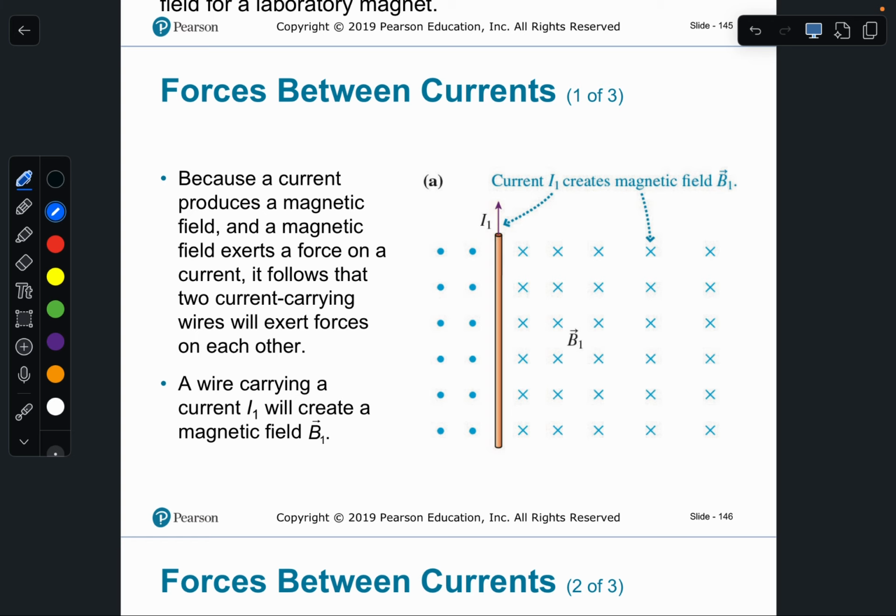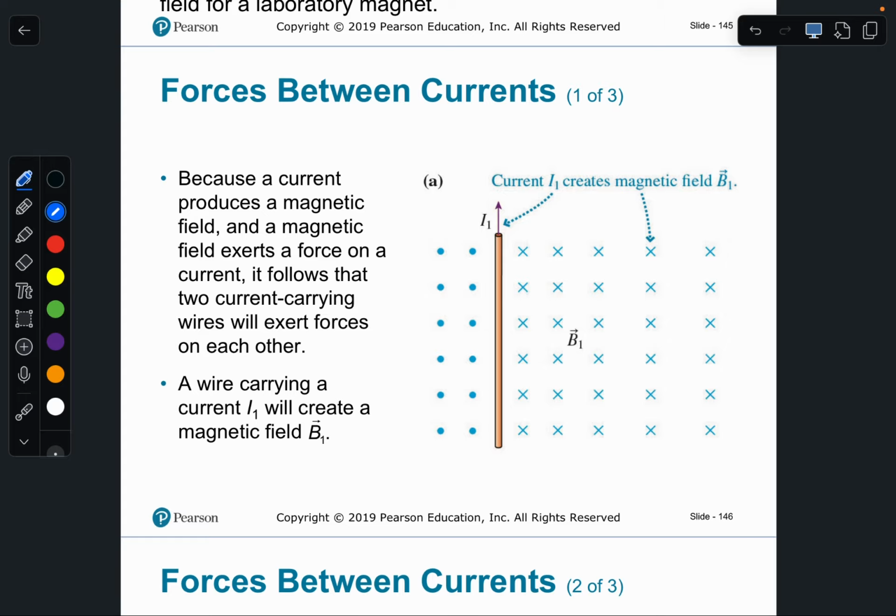So what happens when you have two currents? Well, one is a current creating a magnetic field, and the other one is a current that's going to feel it. Their roles are interchangeable, of course, because both can feel a magnetic field, and both can create a magnetic field. So wire 1 is going to create a B field, and wire 2 is going to feel it.